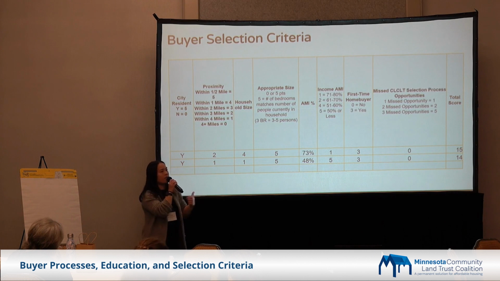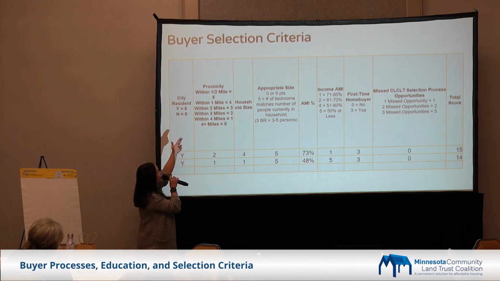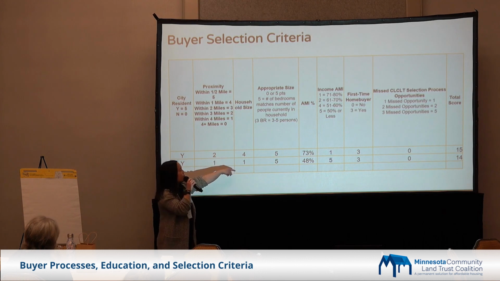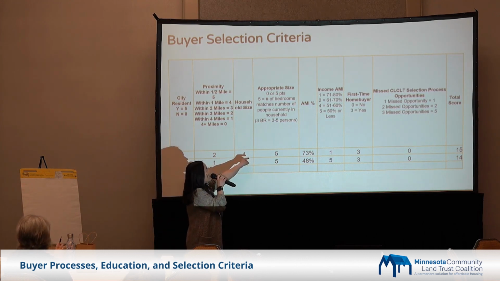So if they are closer, within 1 mile, it's 4 points. Within 2 miles, it's 3 points to the property. Then it goes down to 0. So this person was within 3 miles, so they got 2 points. And then this person on the bottom was 4 miles away from that property, so they got 1 point. And then the household size, 4 versus 1. Appropriate size, if they're meeting the number of bedrooms requirements, it's 0 or 5 points.